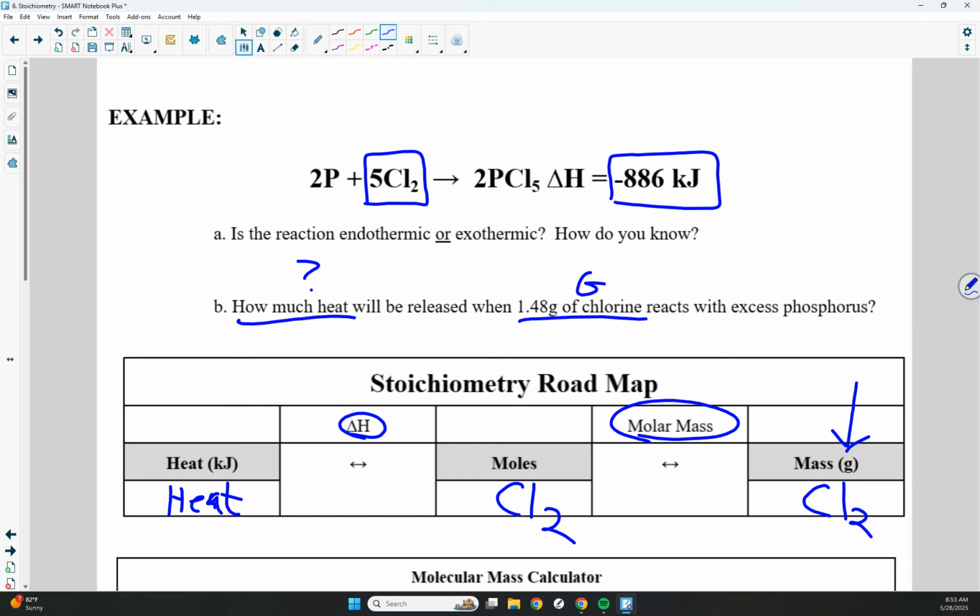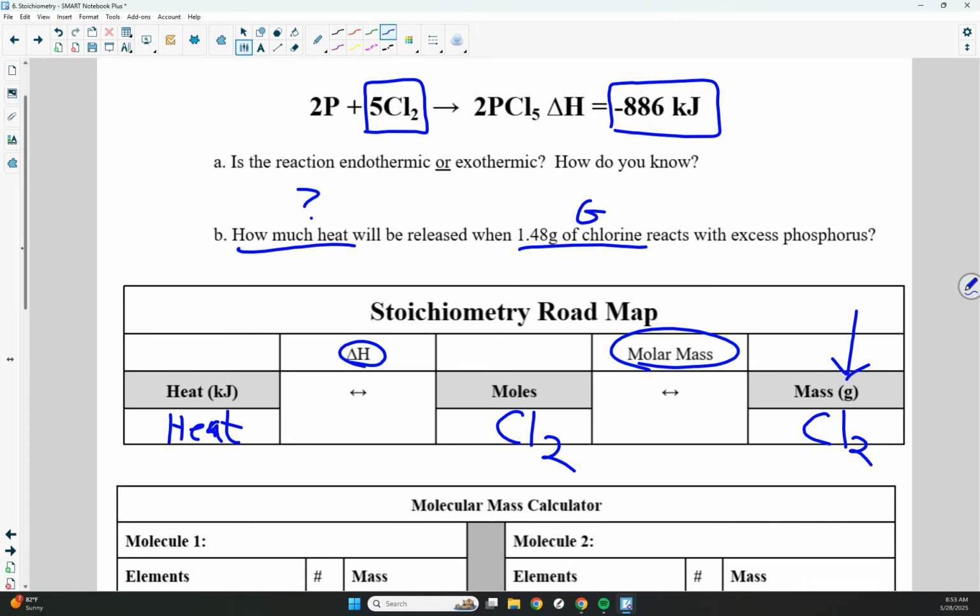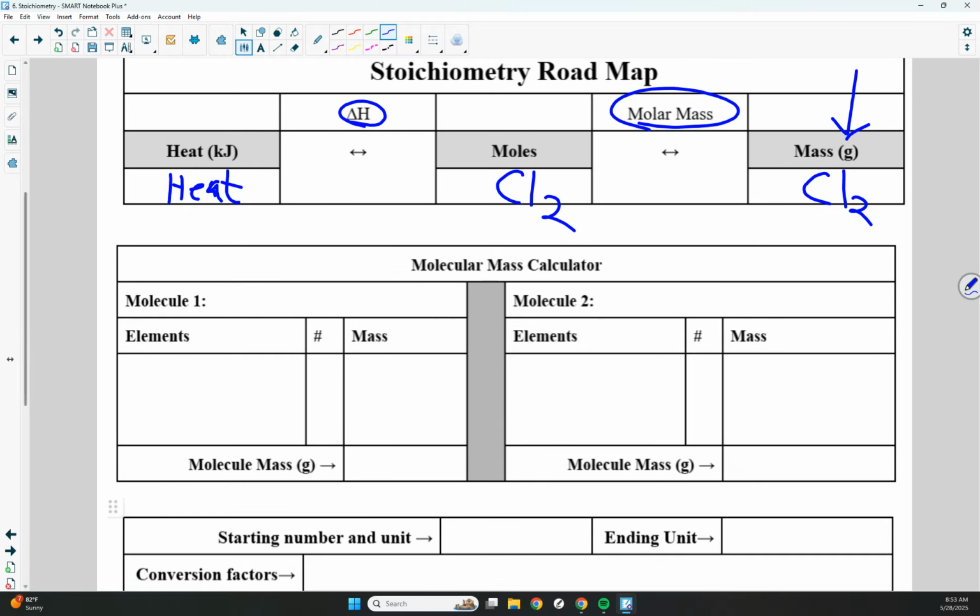All right. So that's our basic map we're going to use. And again, we're going to be working right to left in this particular case. So we're going to need to know the mass of just chlorine.